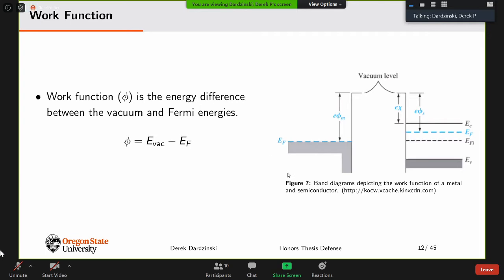The work function is the energy difference between the vacuum and Fermi energies. In this image, on the left-hand side, it's a metal, where the electrons occupy states up to the Fermi energy. On the right side, you can see a semiconductor where the electrons occupy states up to some valence band maximum, and the Fermi energy lies within the band gap. As you can see here, the work function is a material-dependent property, so it depends on whether it's a metal or semiconductor, what the structure is, what the surface is like, and anything like that.